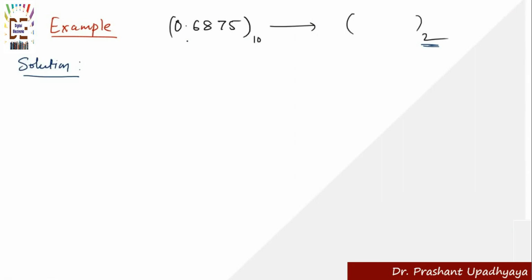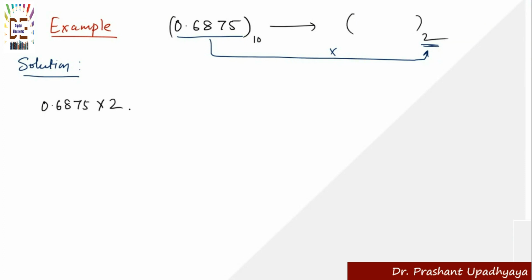Suppose I have an example, 0.6875, and I want to convert this decimal into binary. So I am going to take this number and follow the same procedure. I have to convert this 0.6875 into base 2, and you know base 2 has either 0 or 1. So we are going to multiply it by the base 2. How can we write this?